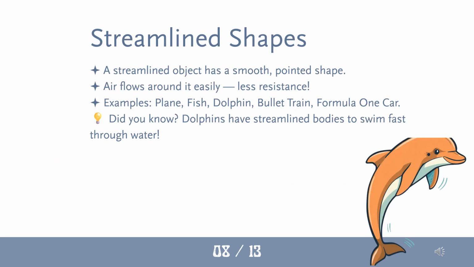So how do planes fly so fast? The answer is their shape. They are streamlined. A streamlined object has a smooth shape that lets air flow around it easily. This means there is less air resistance. Many fast-moving animals and vehicles are streamlined. Fish, dolphins, birds, airplanes, Formula One cars, even high-speed trains are streamlined. Streamlined shapes help objects move faster while using less energy.